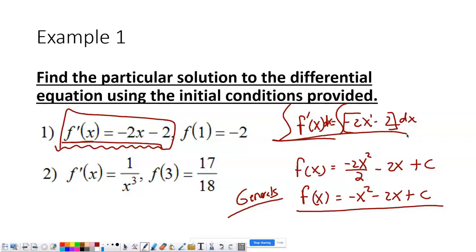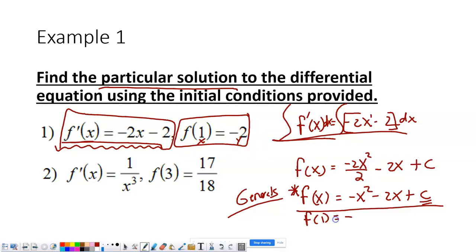Okay? But now I want to find a particular solution. And that means I need an initial condition. In other words, I need to know a point on this graph. I need to know an x value and a y value so I can plug those in and solve for c. And lo and behold, I have a point on the graph of f. There's my x value, there's my y value, right? So let's go ahead and plug those in.